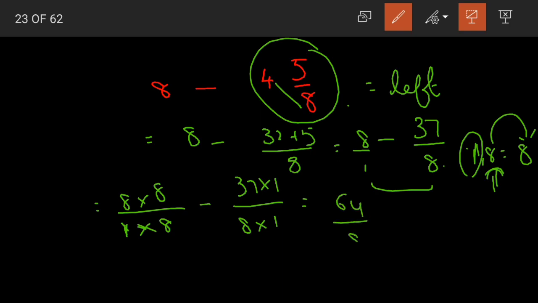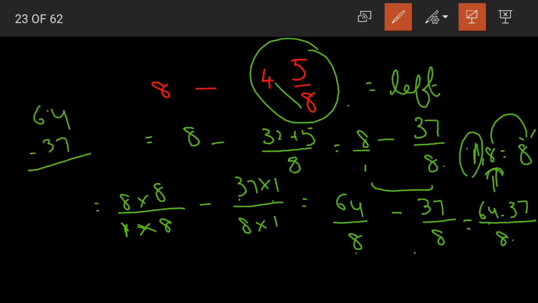8 8s are 64, by 1 8s are 8, minus 37 1s are 37 divided by 8 1s are 8. Now these two are like fractions. We can find out the difference. 64 minus 37 divided by the denominator 8. Now what is 64 minus 37?